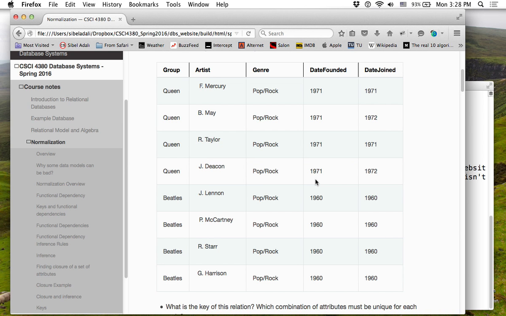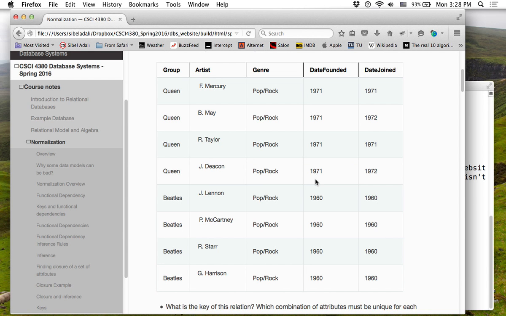So remember, a key is a set of attributes such that no two tuples can have the same values for the key. Can the music group be a key? Okay. Can the artist be a key? Do artists ever join multiple music groups? So then artists cannot be a key, right? Okay. So what would be a key then? Artist plus date joined? I'm okay with that. What else? Artist plus group is okay, unless the person can leave and join. But I'm okay with that too.